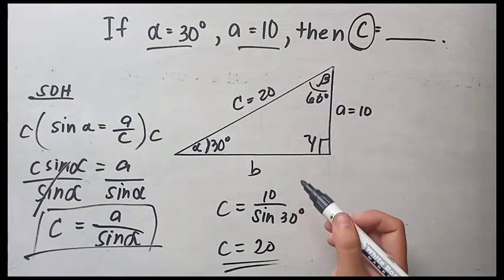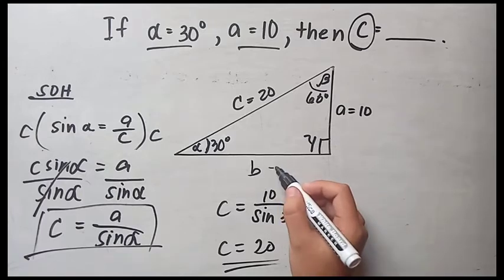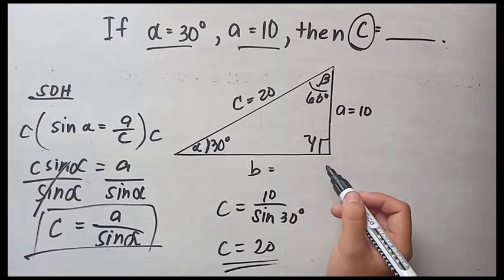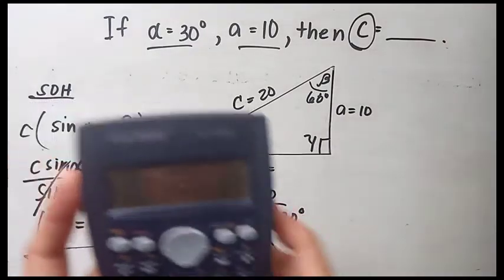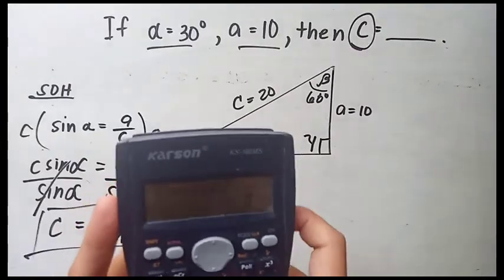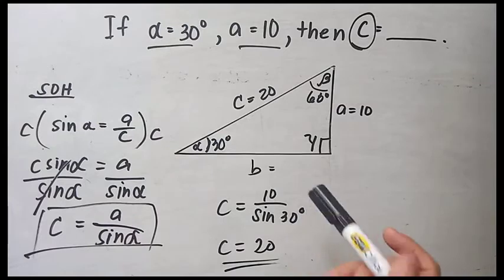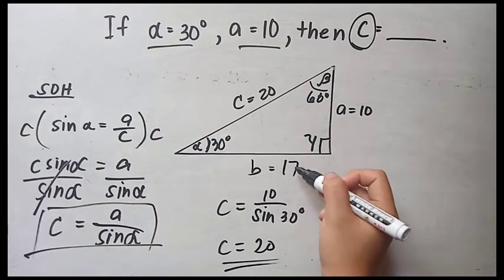Kung gusto nyo kumpletuhin kung ano yung side B, using Pythagorean theorem, diba? So, the square root of 20 squared minus 10 squared. So, ang makukuha natin doon ay 10 square root of 3 or 17.